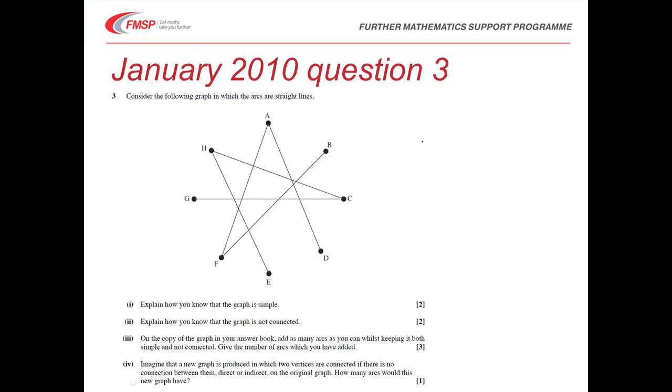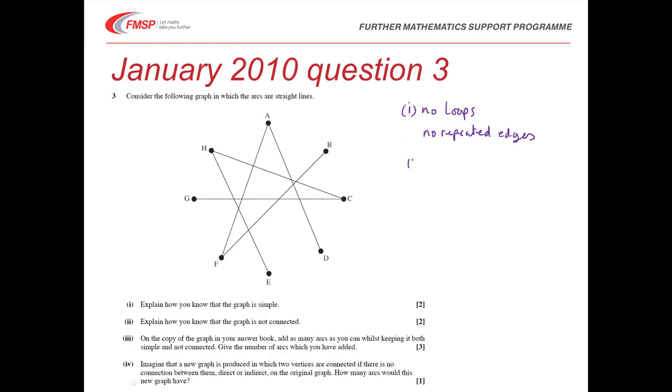So here we go, we have a graph. Consider this graph where all the arcs are straight lines. Explain how you know the graph is simple. Well, that's fairly straightforward. First of all, I can see there are no loops from a vertex back to itself. And a simple graph has no loops and also no repeated edges, and again I can see there's no place where one vertex is joined to another vertex in two different ways. There we go, there's 2 marks for that, 1 for each statement.